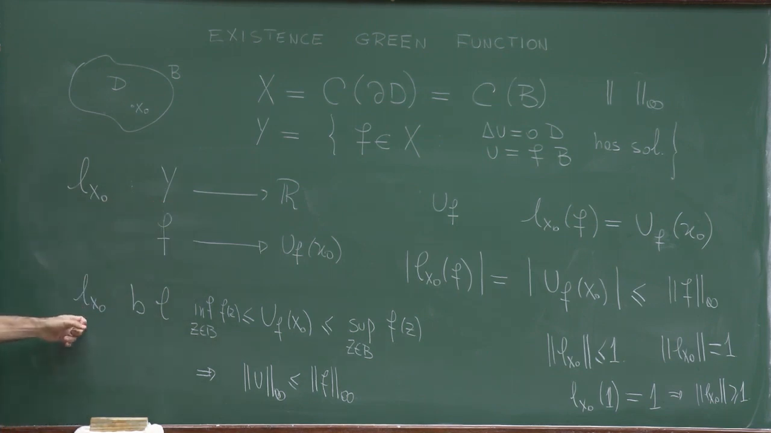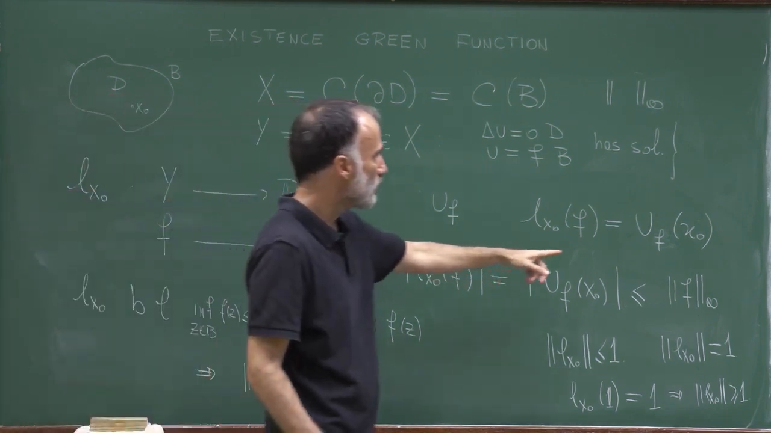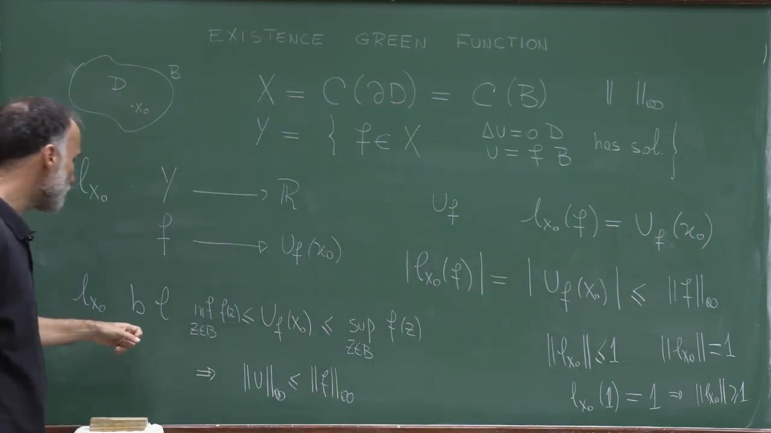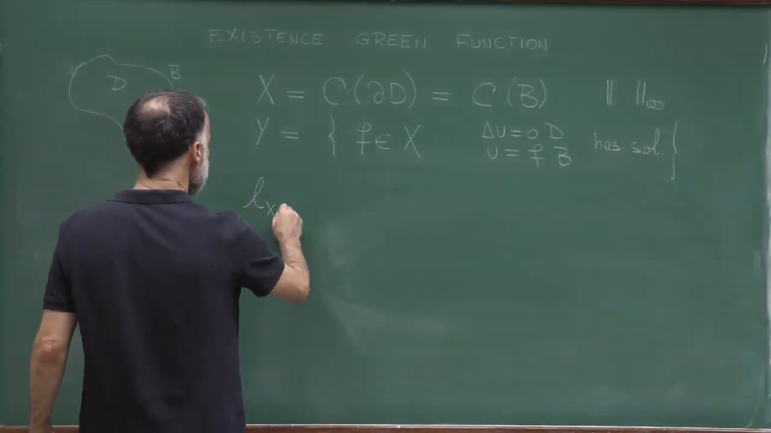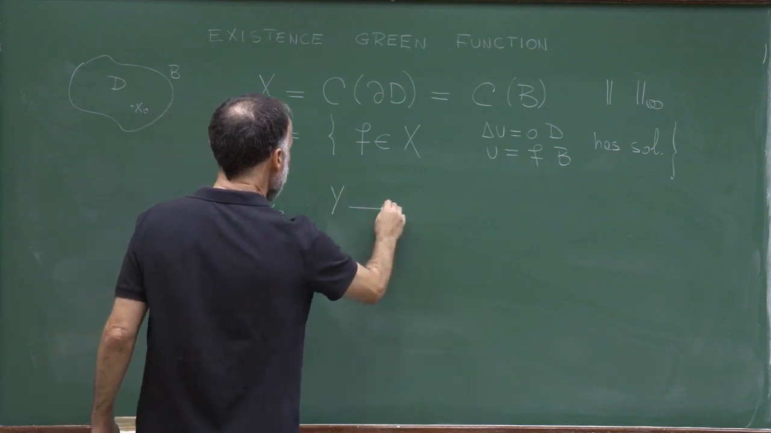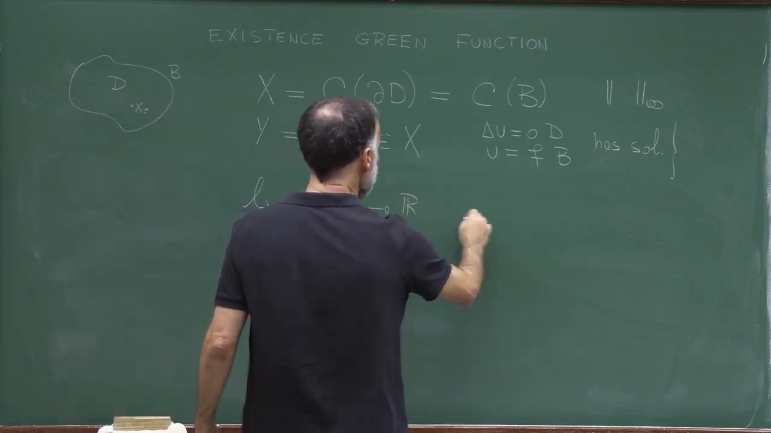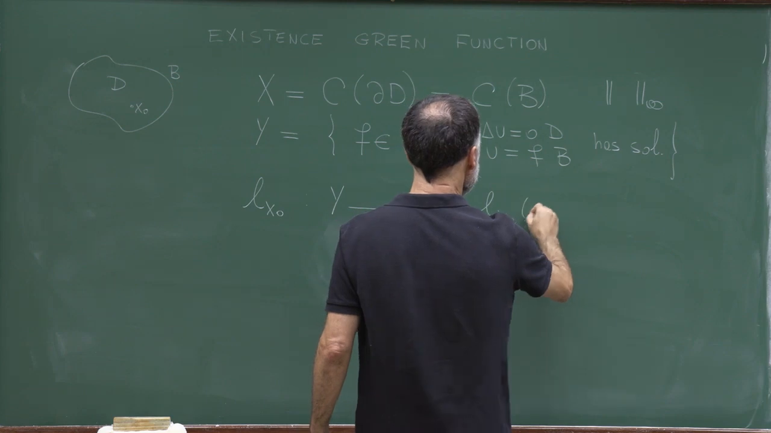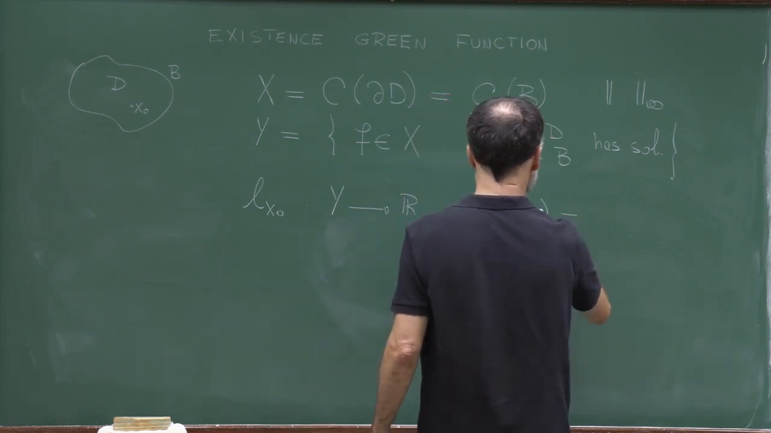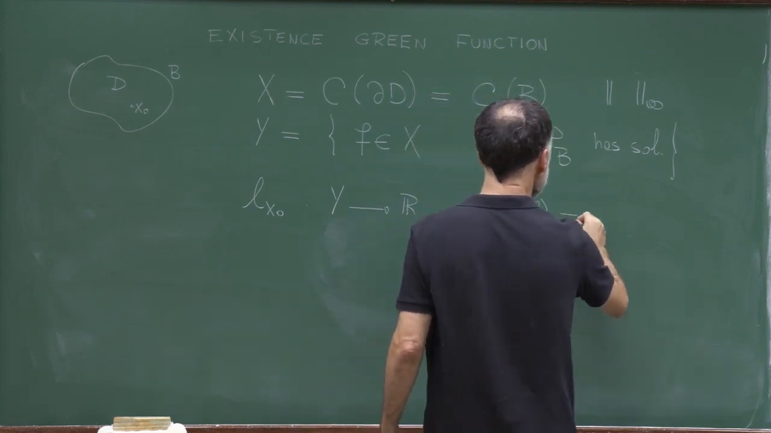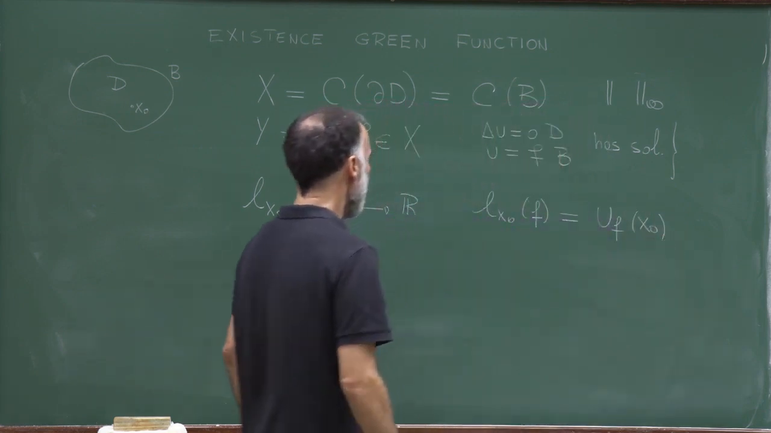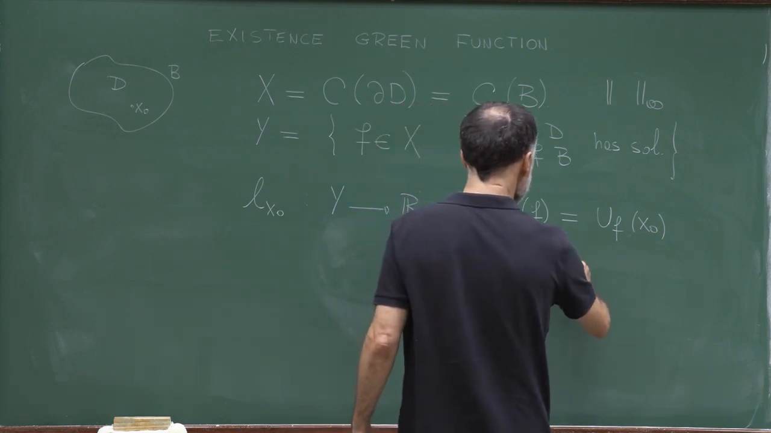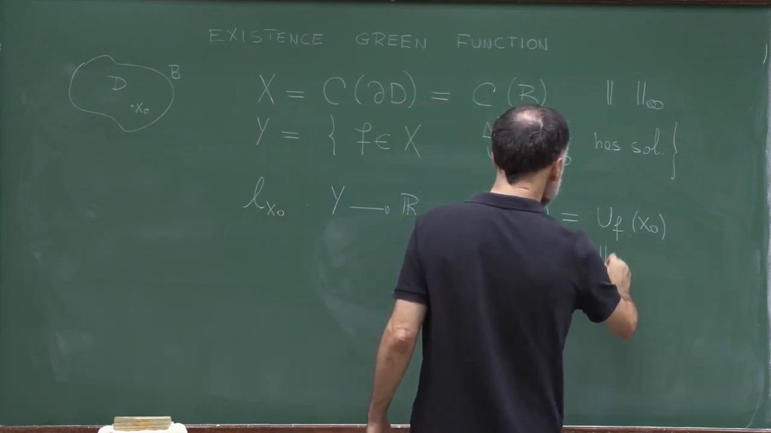So what I did in these last minutes is I introduced this functional defined on Y, and I proved that this functional, which is given by this formula, is bounded and linear. So we defined L_{x0} from Y to R by the equation L_{x0} of f is equal to u_f at x0. And we have seen that this is a bounded linear functional whose norm is equal to 1.